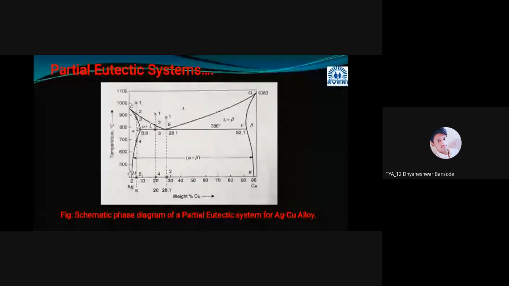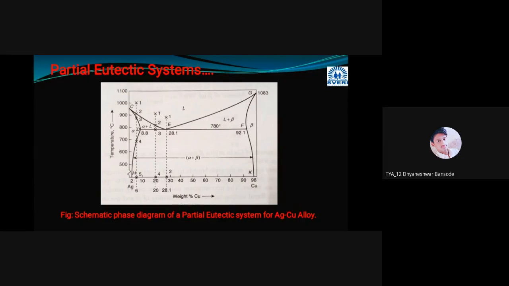Then towards the left hand side, one more alloy I have marked with composition 20% copper. It is a hypoeutectic alloy. In the same fashion, towards the right hand side, you can mark the same curve. I have not shown that curve in this diagram, but you can mark it, and that will be a hypereutectic alloy. In the center region where line DEF is present, eutectic transformation will occur.